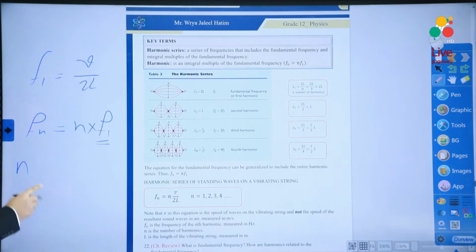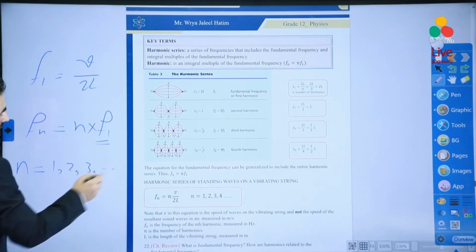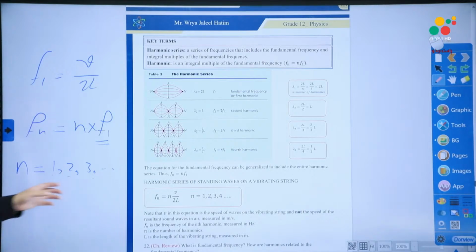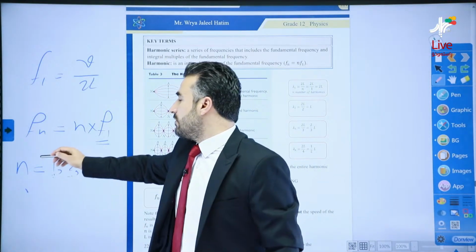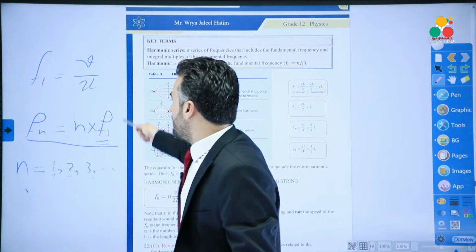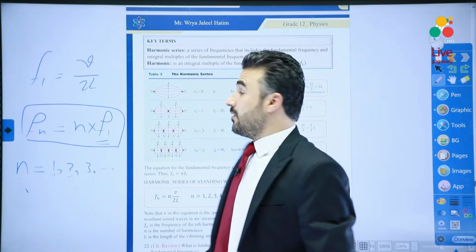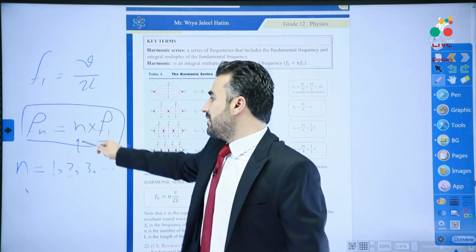This n, for a string, don't forget, could be 1, 2, 3, 4. You can see that these are integral multiples of that. So we have all the even and odd numbers. These are basically what you can call harmonics. n would be the number of the harmonic.